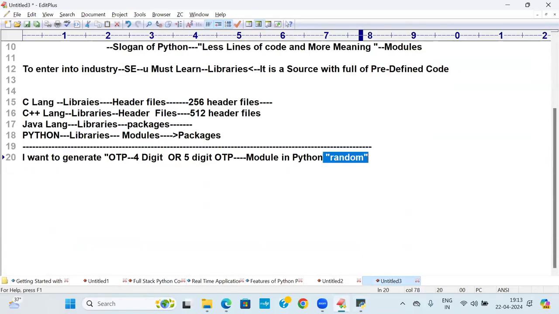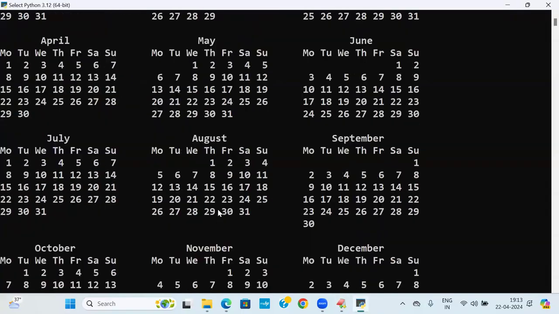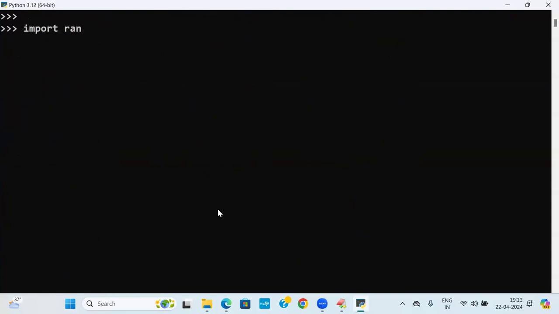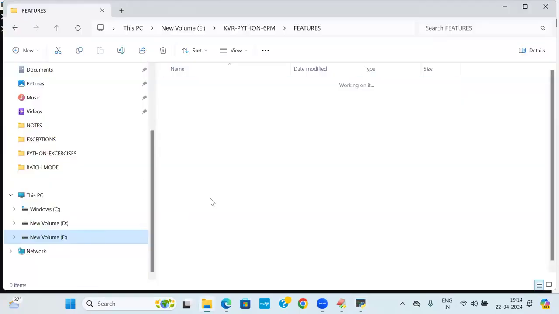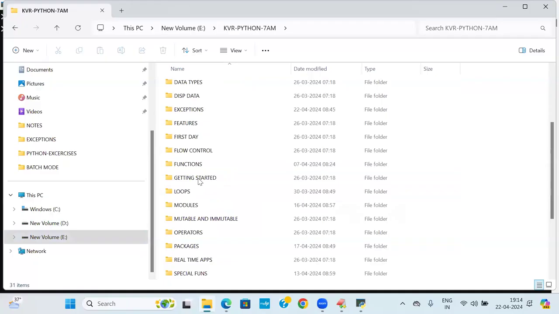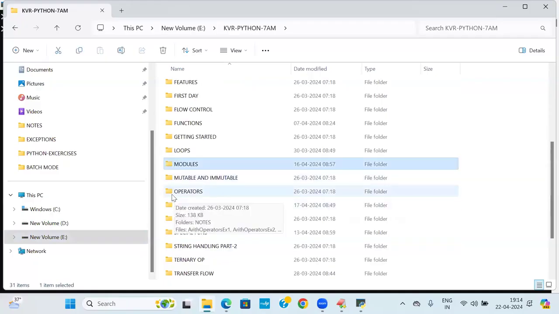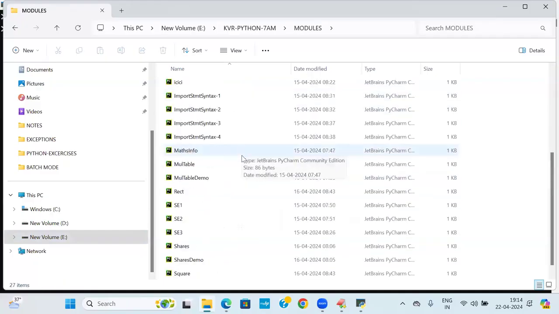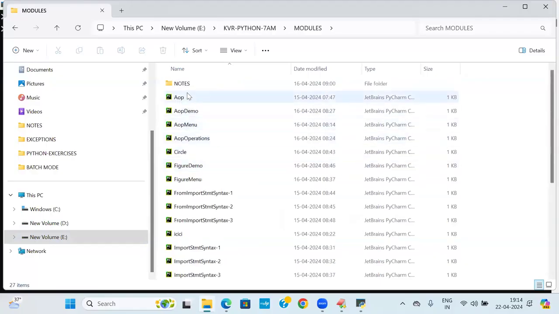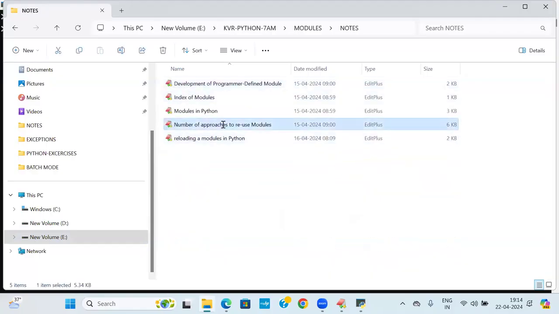So how to generate it? Go to my Python environment immediately. I'll say import random as R. This R is nothing but an alias name. When I come to modules, I will explain everything, because I discuss it in my regular sessions. In my regular sessions, there is a concept called modules. How many syntaxes are there? There you see, this is my syntax.